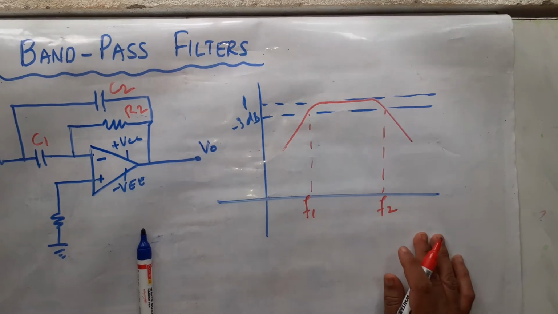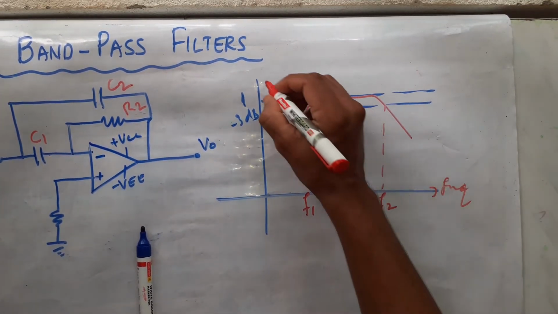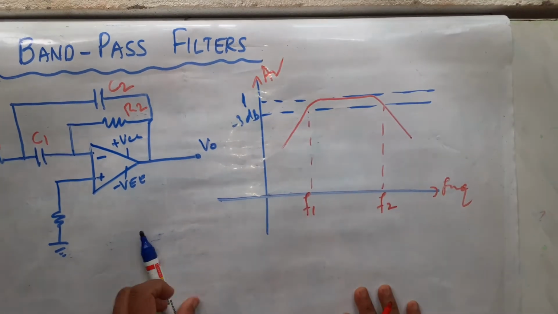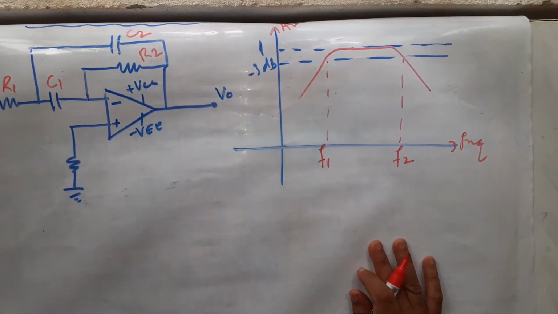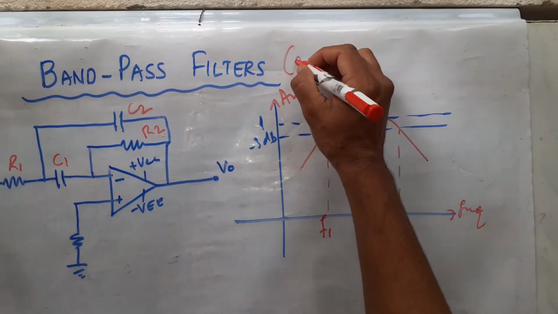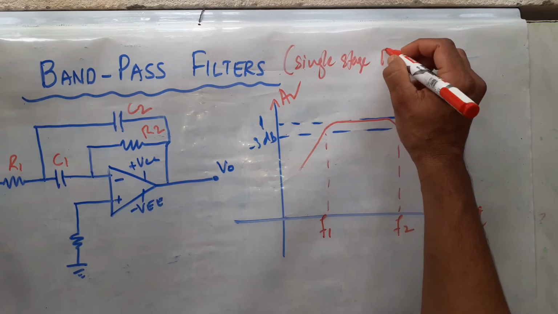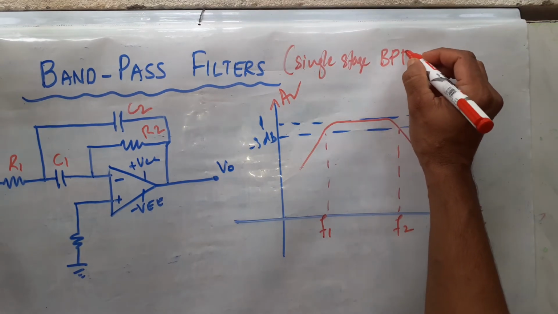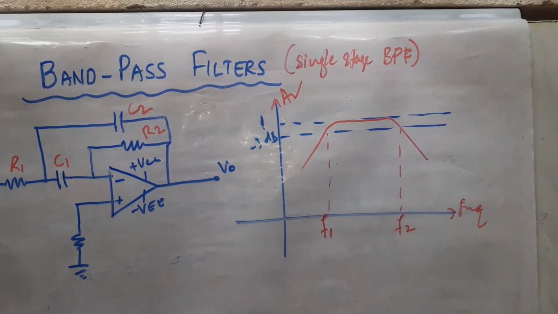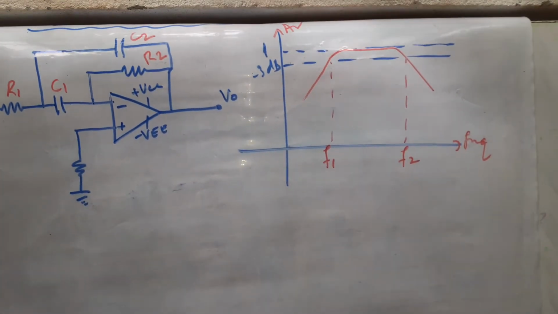F1, F2, frequency, this is gain. Okay. We also call this a single stage band pass filter, BPF, single stage band pass filter. Okay. Let us analyze this.